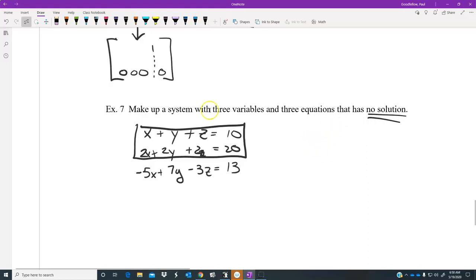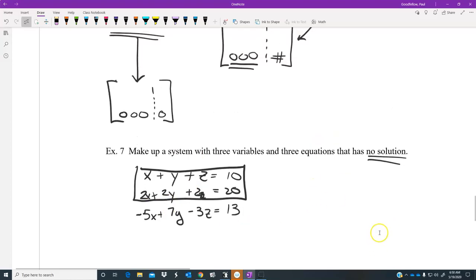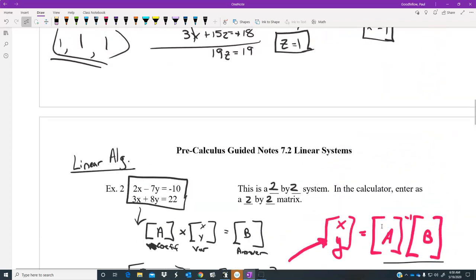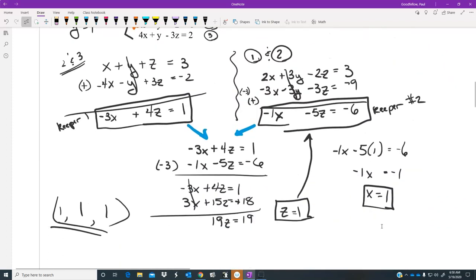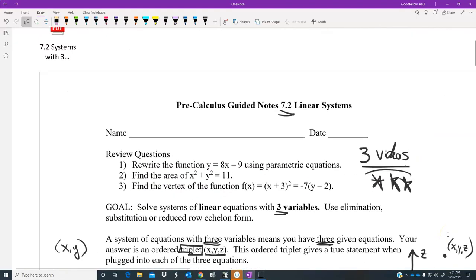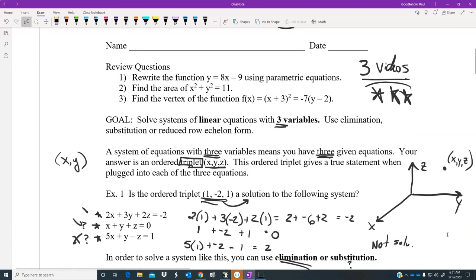So the idea here is pretty self-explanatory when it comes to using augmented matrices and RREF, or even using the double keeper method if you're asked to do that. Now, if you were in regular class, we'd force you to do that, but keep in mind that we want to work smarter and not harder all the time.